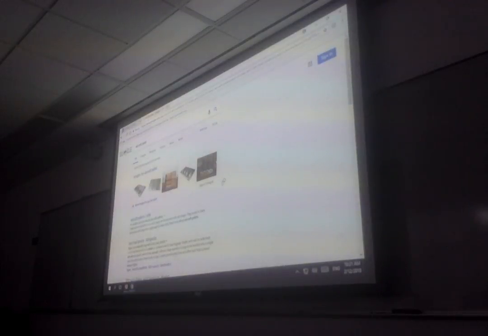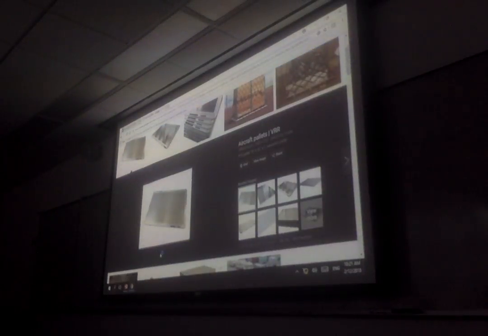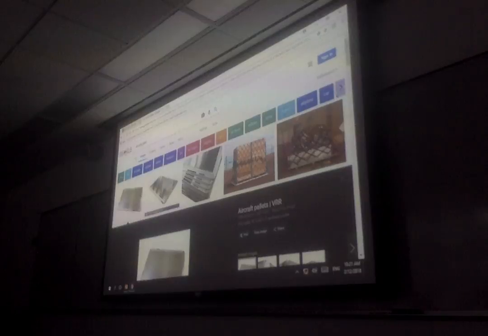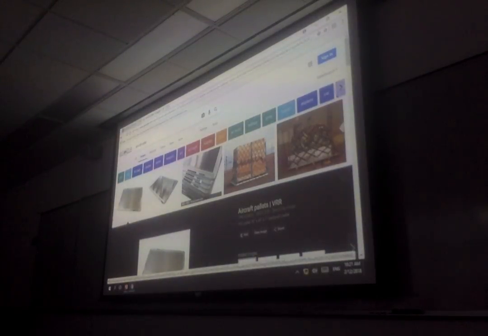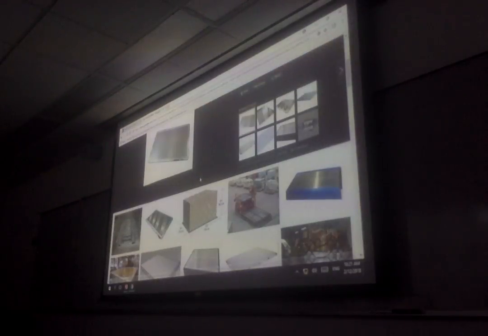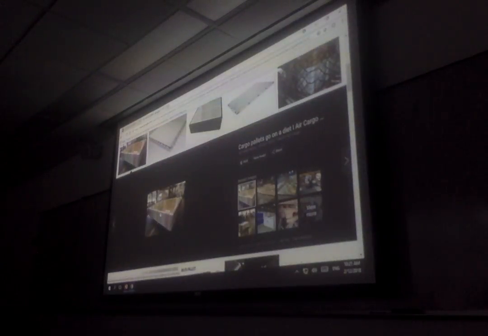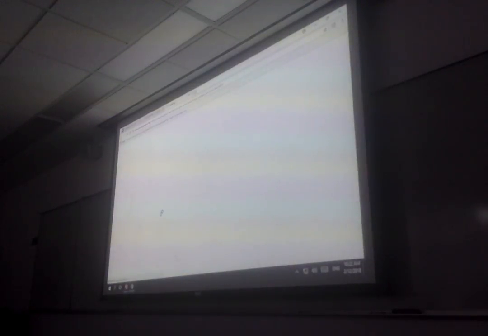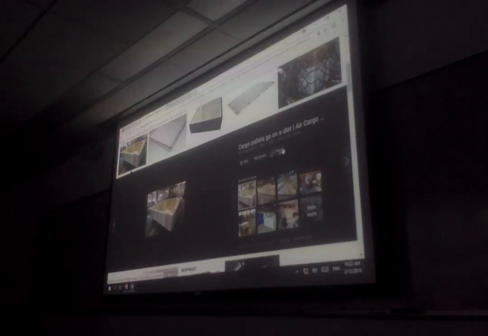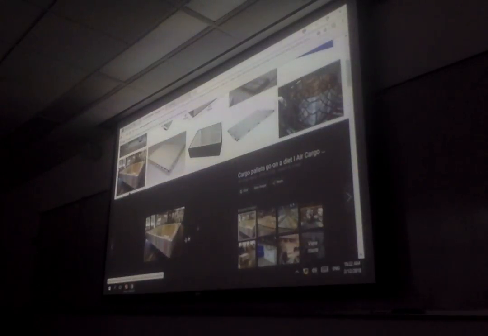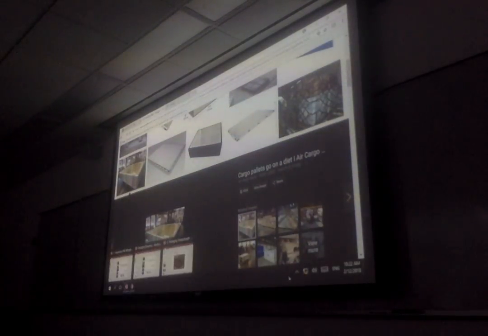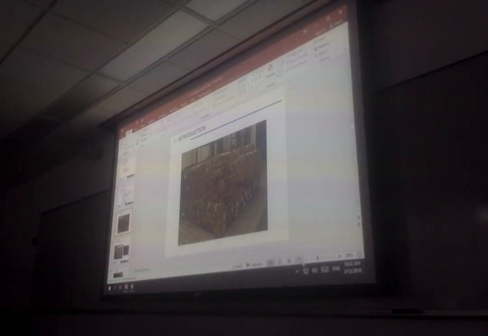So that's what they look like. I should add this to my slides. They look like a ginormous cookie sheet. So that's a stack of aircraft pallets. It's very small on this, but you see what it is. So yeah, it looks like an air cookie sheet.